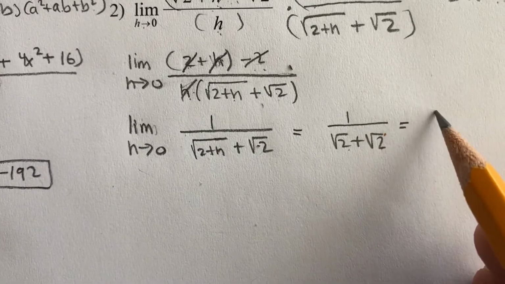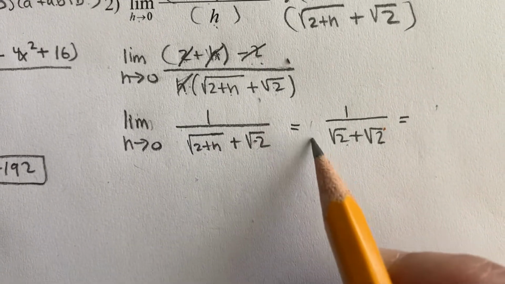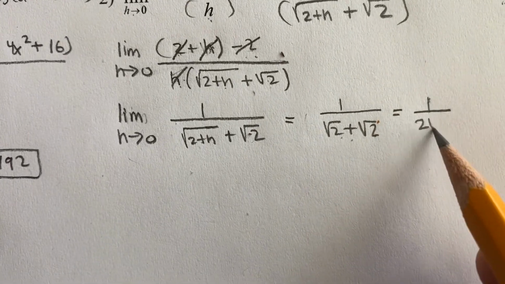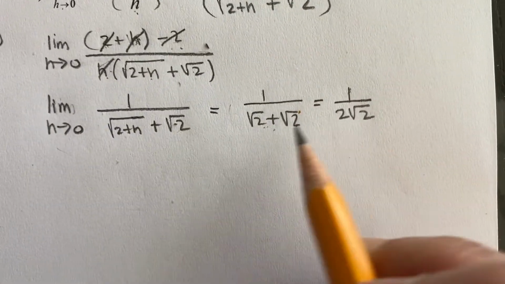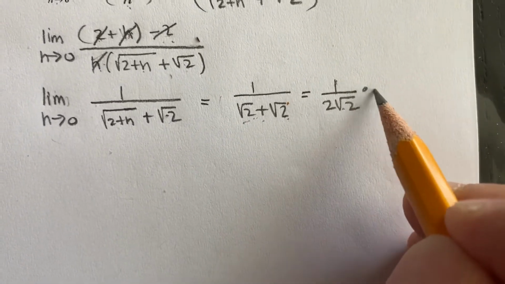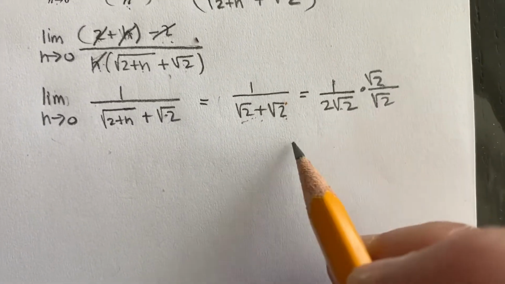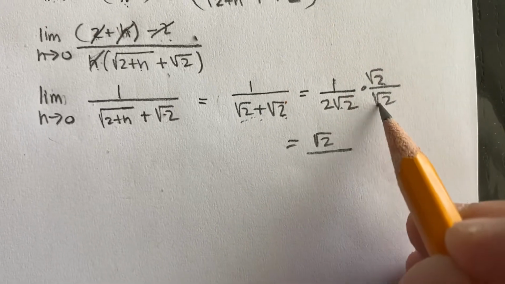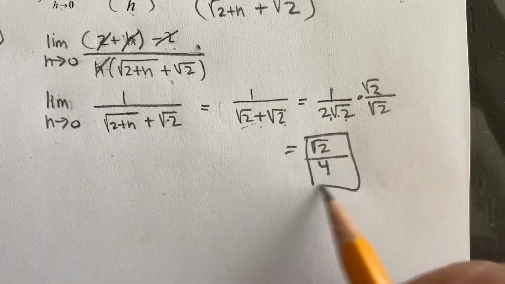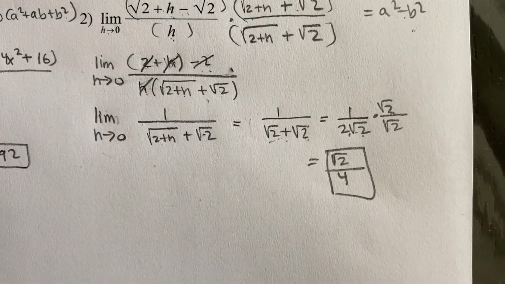And so this is the part where you can get rid of the limit as h approaches 0 when you directly substitute at the end. You're going to get 1 over 2 root 2, right? That's adding radicals if these are like radicals. And then I would ask you to simplify this, okay? Multiply top and bottom by square root of 2. You'll get square root of 2 times root 2, which is 2. 2 times 2 is 4. So your final answer is root 2 over 4, okay?